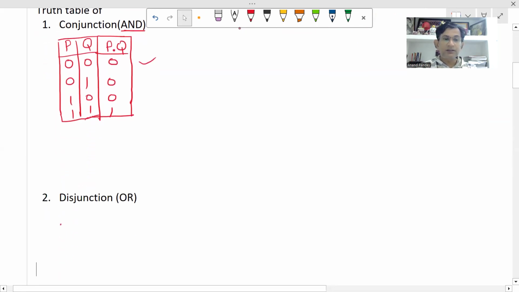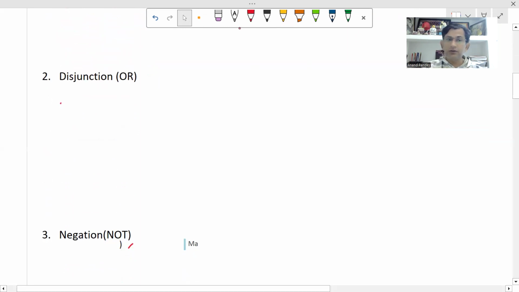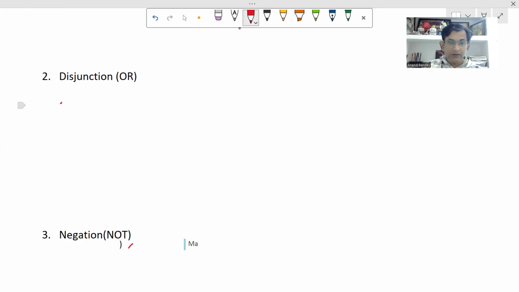Now coming to the next, disjunction. Disjunction, that is also called OR. So the same thing I'm going to do here too. I'm going to draw the truth table for two propositions. Here I'm taking P and Q.